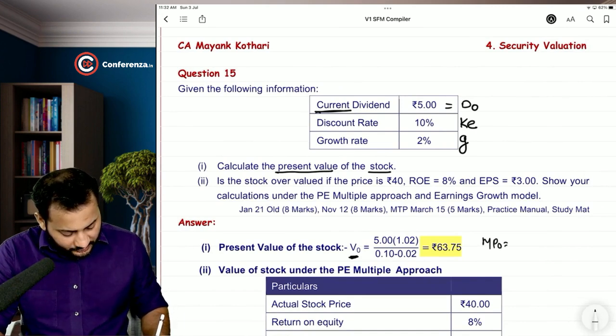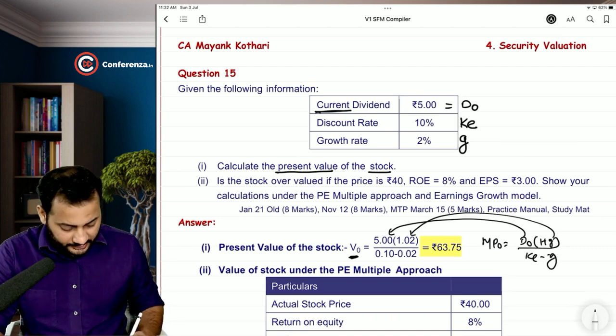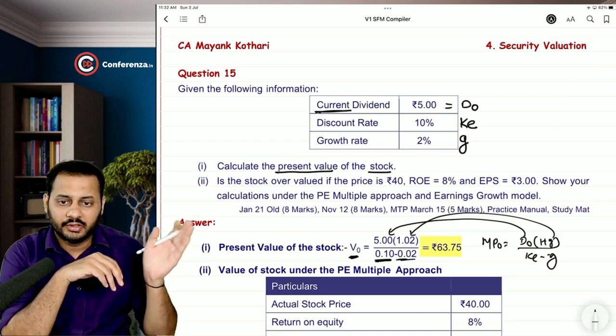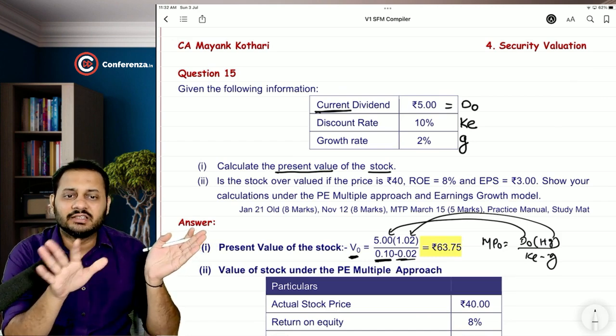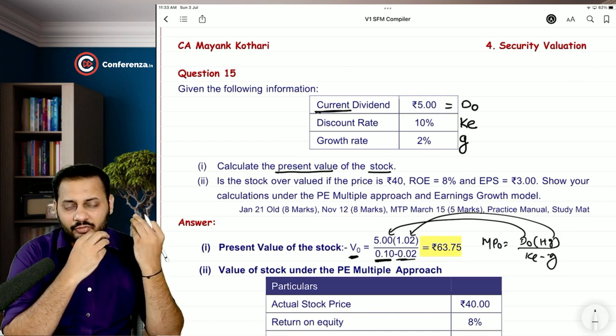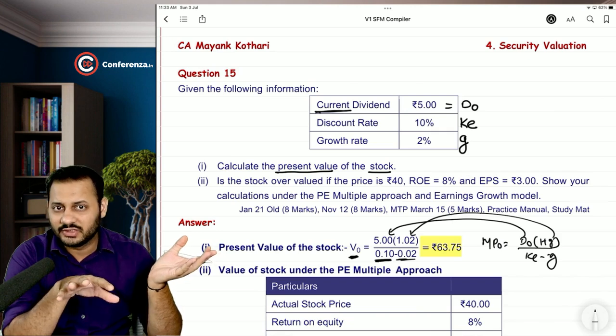The answer is very simple. Market price P0 is equal to D0 into (1 plus growth) divided by cost of equity minus growth. D0 is 5 rupees, growth is 2%, 10% is the cost of capital, 2% is the growth rate. Easy answer, easiest answer you can say, but this is not important in this question. From the point of view of understanding, I think you can easily solve this part.